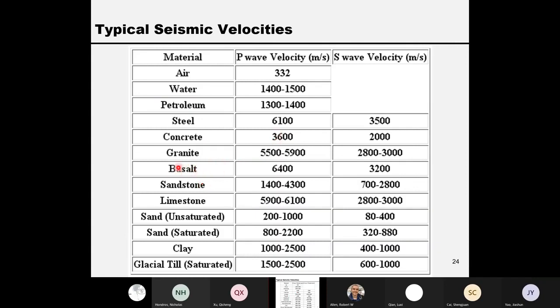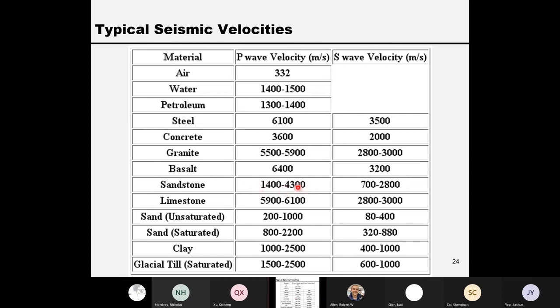For different rocks, granite is 5500 and 5900, but those are the P-wave velocities. But for sand, velocity is very low. Okay, that's pure sand, right? But for sandstone, velocity could be high because it depends on the pressure, depends on the sedimentary layer. So the variation is very big.